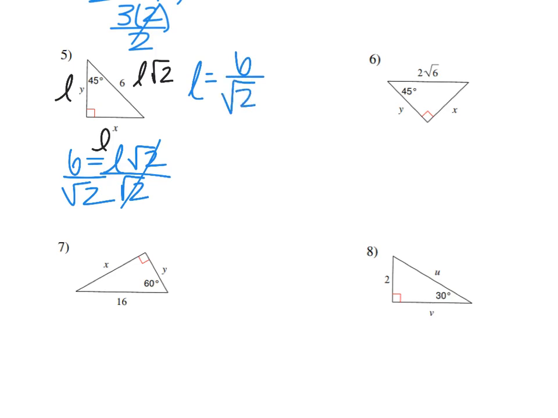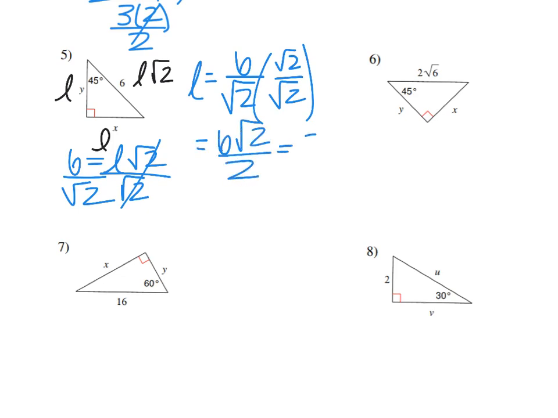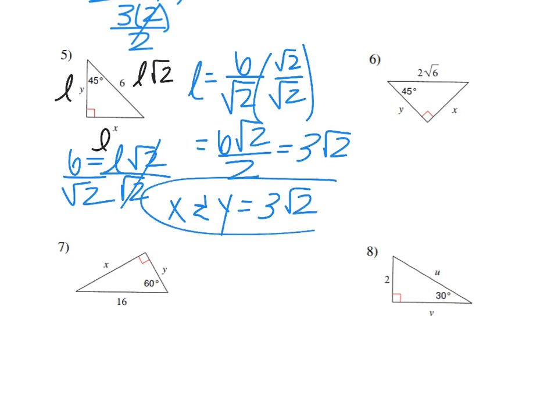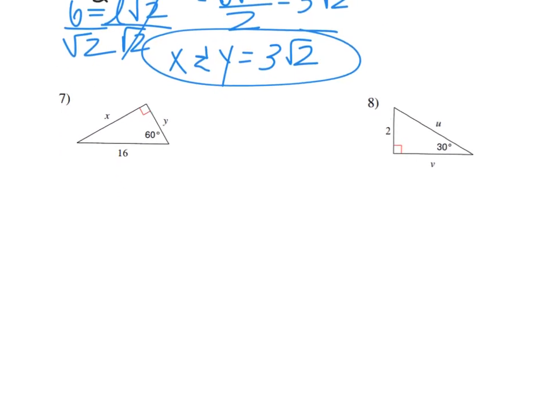We don't like having a radical on the bottom. We have to rationalize it. So I'm going to multiply by root 2 over root 2. This becomes 6 root 2 over 2, which is 3 root 2. So x and y are both equal to 3 root 2. Because again, they're the legs, they are congruent. Okay, so those were all different examples on 45, 45, 90s. Now, 30, 60, 90s.